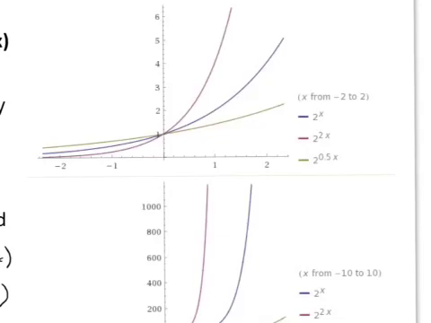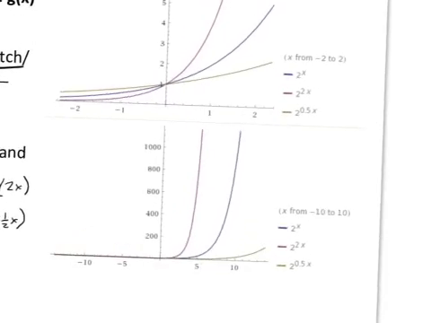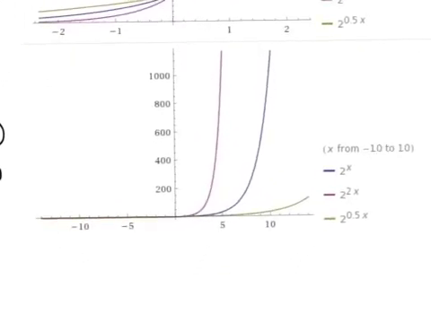And it's easier to see if we actually look at this version here, where we can actually see 2 to the 2x being horizontally compressed and horizontally stretched with 2 to the 1/2 x, as compared to our basic function here.